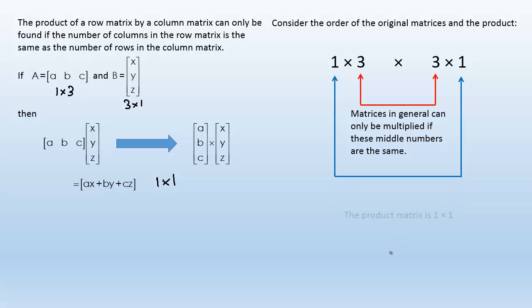Then we have the outside numbers here, and that gives us the order of the product matrix. The product matrix is 1 by 1. So this diagram here is really important in deciding whether or not you can do a matrix multiplication and what the order of the product matrix will be.